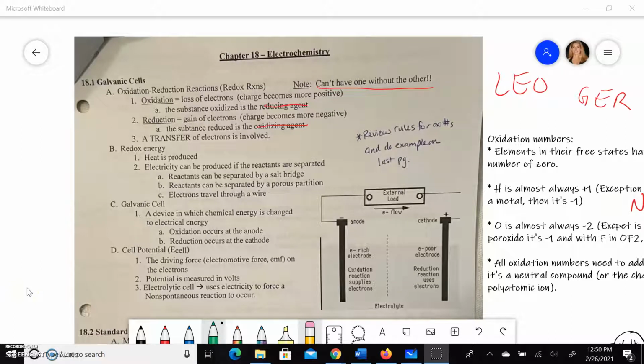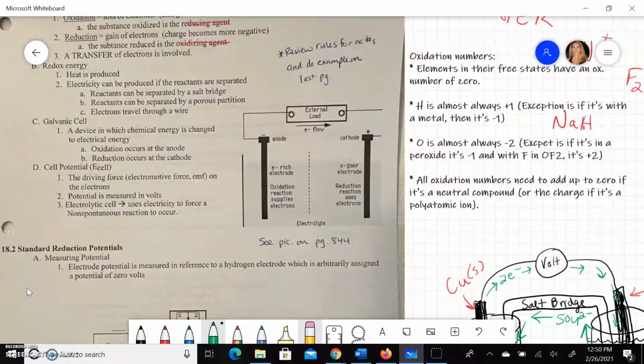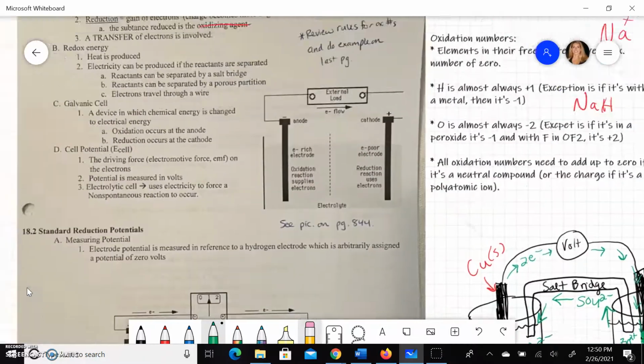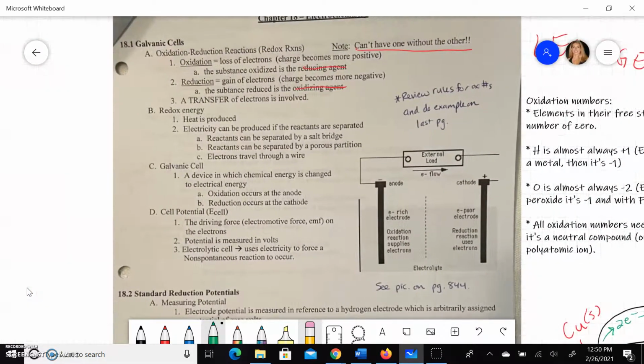All right, now that we've reviewed some redox topics, we're going to go deeper into electrochemistry. So redox creates energy, and heat can be produced, and electricity can be produced if you separate the reactants from the products like we did in this diagram down here. And this is just kind of explaining it. So we talked about the salt bridge that allows the ions to flow, and the electrons are going to travel through the wire in order to create that electrical conductivity.